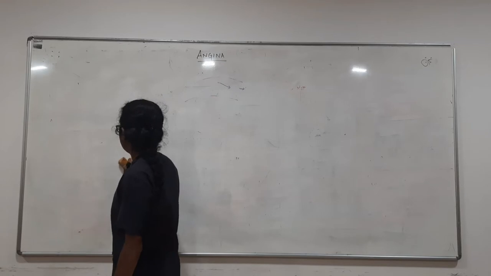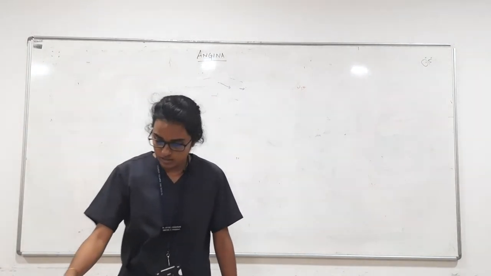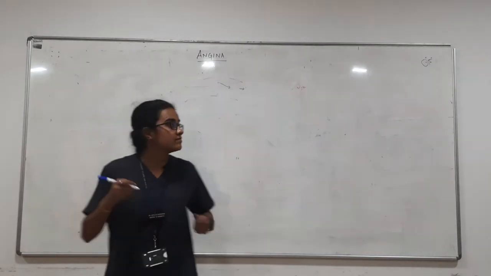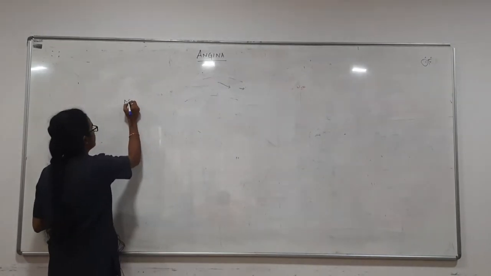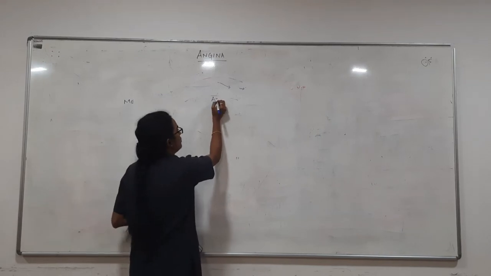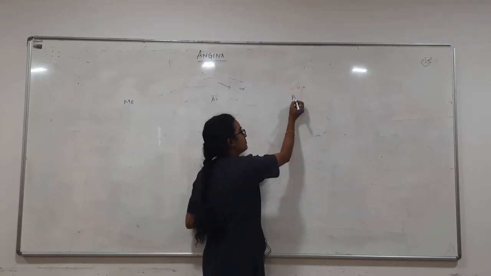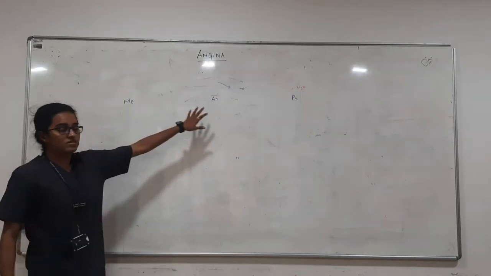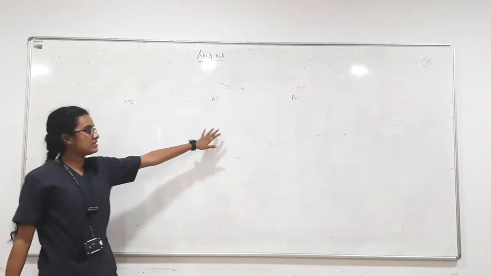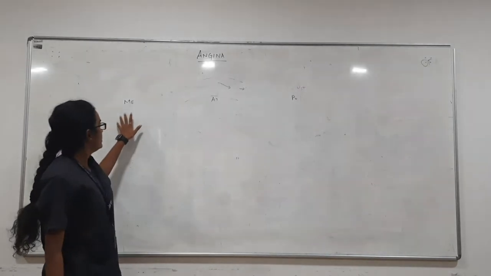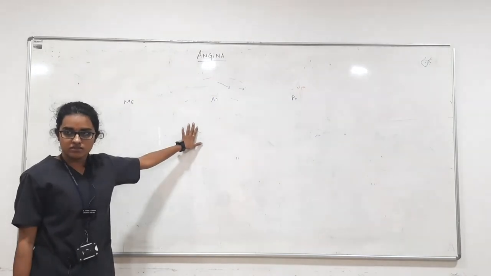Beta blockers, mainly we'll see metoprolol, atenolol and propranolol. Metoprolol and atenolol mainly focus on the beta 1 receptor, and propranolol focuses on both beta 1 and beta 2. Metoprolol and atenolol are commonly used in angina.